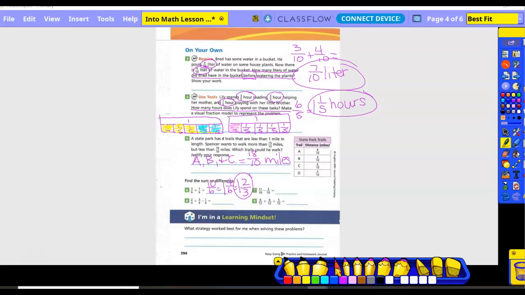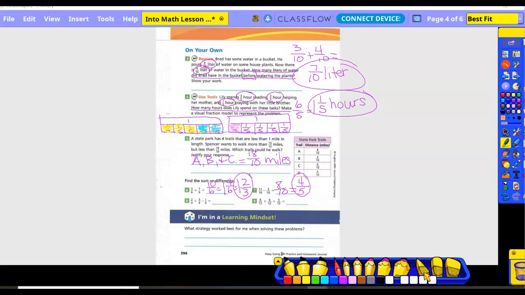11 tenths minus 3 tenths. Can I go ahead and do that? Yes, because they have a common denominator. So I'm left with what? 8 tenths. Can that be simplified? Yep. What goes into both 8 and 10? 2, right? 2 goes into 8 4 times. 2 goes into 10 5 times. So my answer is 4/5.